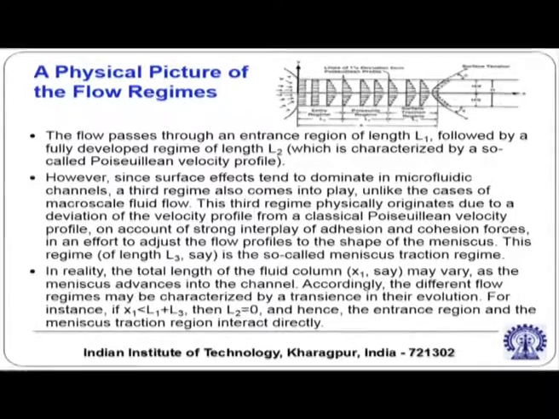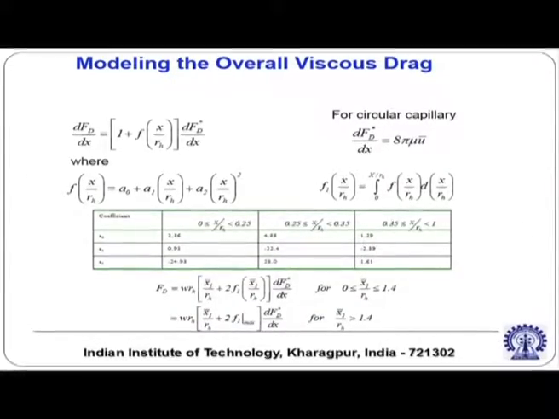So, depending on the instantaneous length, all three regimes may be present, but at least the entrance regime will be there. And if x is greater than L1 but less than L1 plus L3, then L2 will be 0, and there will be a meniscus traction regime but no Poiseuille flow regime. Now, when we considered the drag force or the viscous force, we only considered the fully developed Poiseuille flow regime for evaluating the drag force in our calculations. But if you take into account the existence of these two additional regimes, that will alter the drag force calculation. How will it alter the drag force calculation?